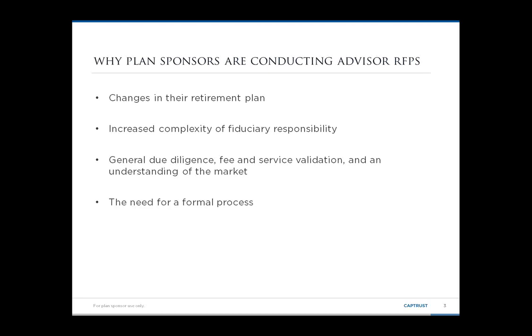Finally, the need for a formal process. Let's say you do have an advisor that has provided good service to your plan and your participants for a long time for a fair fee. If you were audited by the DOL next week, could you present to them a documented process on how or why you chose that advisor?